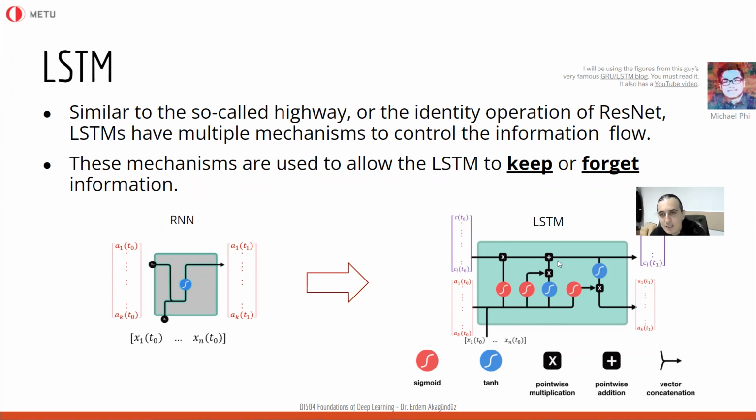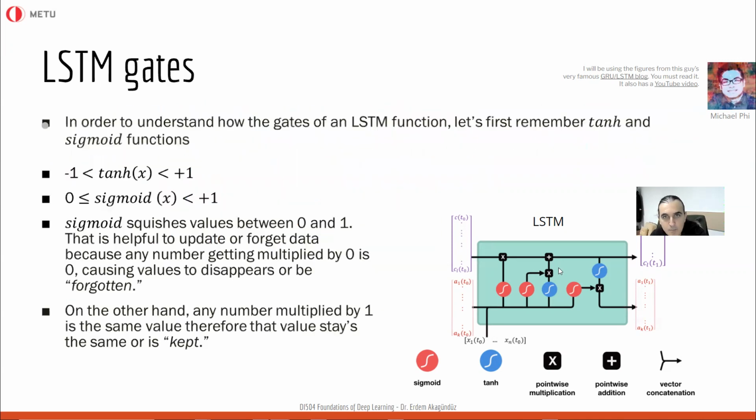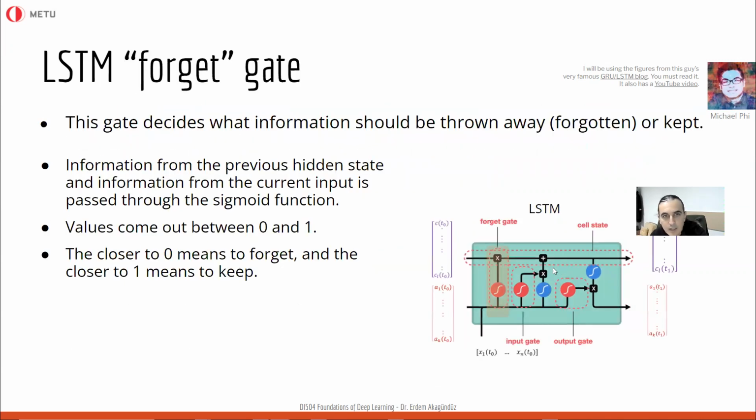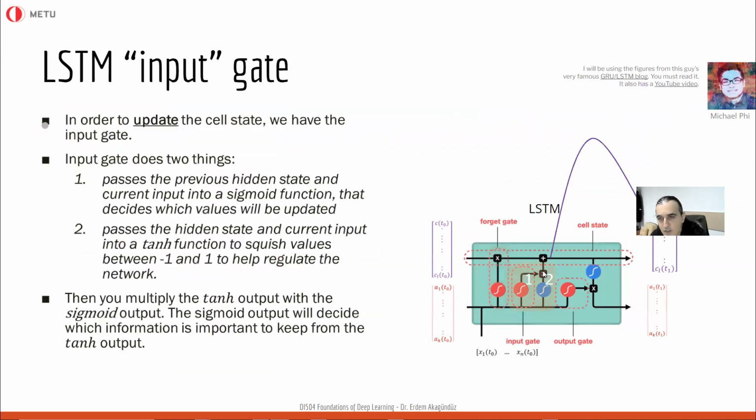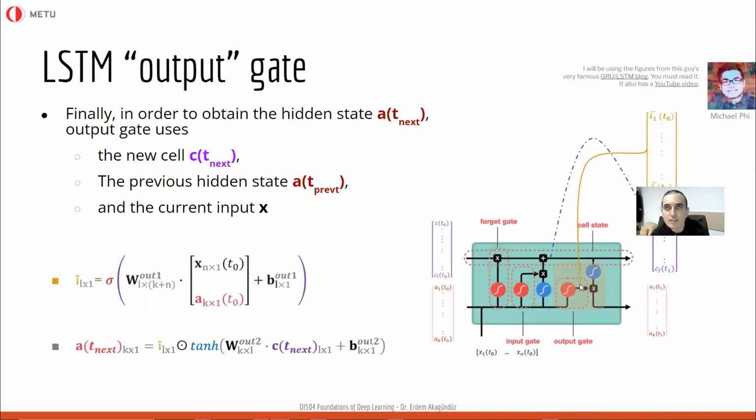Although it seems a bit complex when you first see it, these pieces have meanings and they also have names. I'm going to get back to those slides, don't worry. The first part of this network is called the forget gate. The second part is called the input gate. And the third part is called the output gate. And they all have purposes.